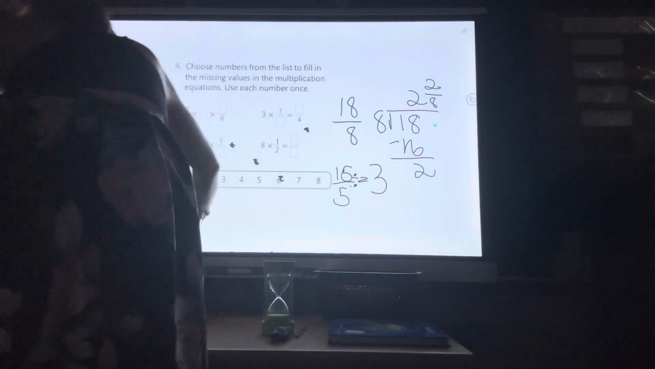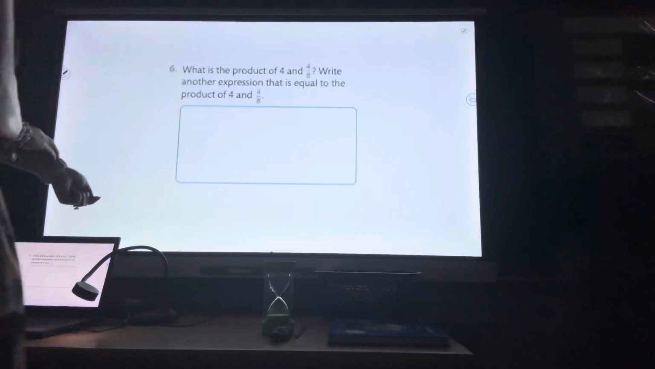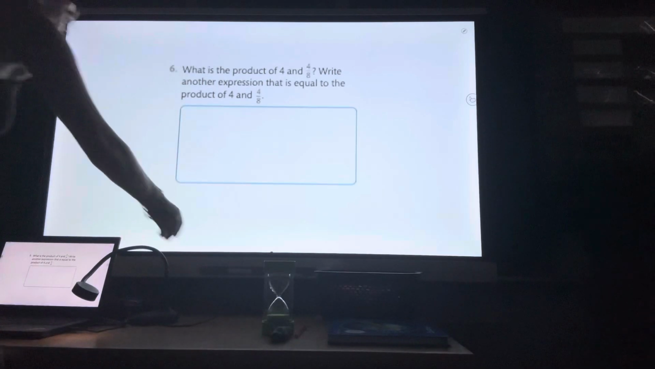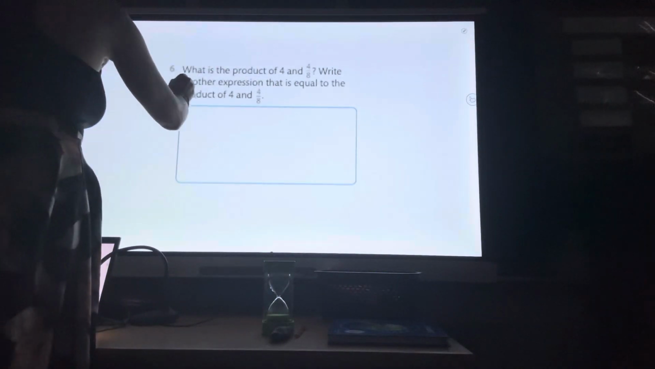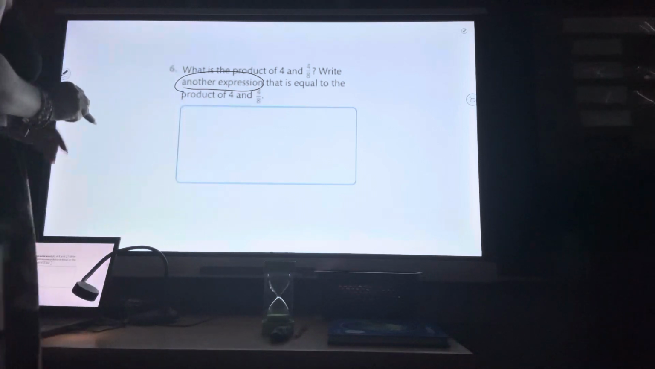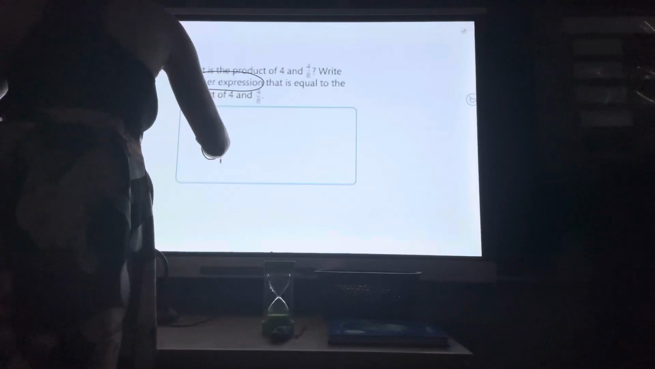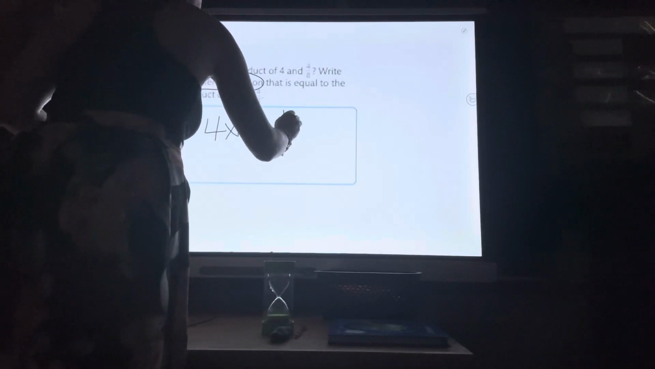Do they know how to multiply a whole number by a fraction, and can they convert it to a mixed number? Those are the skills they're checking. All right, number 6. What is the product of 4 and 4/8? Straightforward, bossy math. We love bossy math. Write another expression that is equal to the product of 4 and 4/8. Well, I better figure that one out first. 4 times 4/8 equals 16/8.